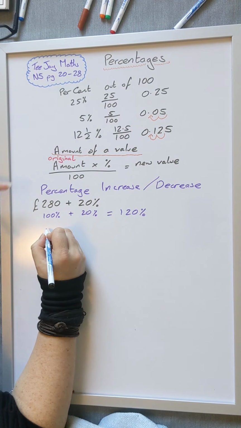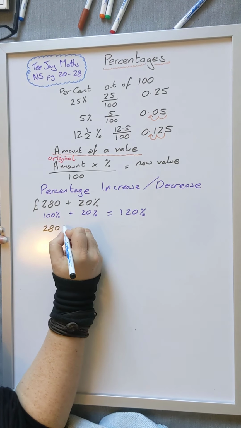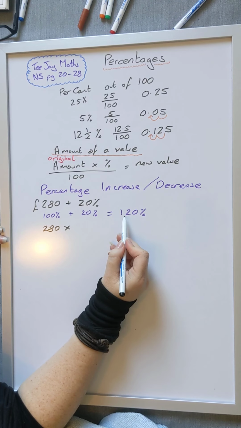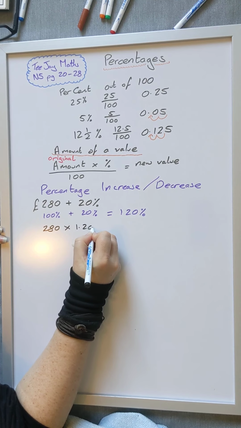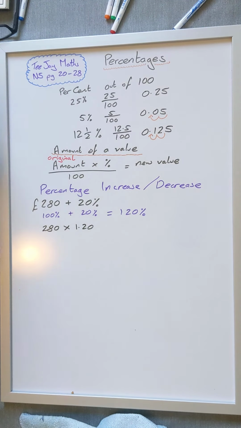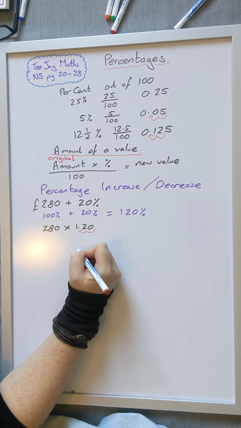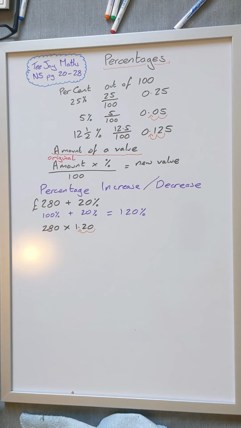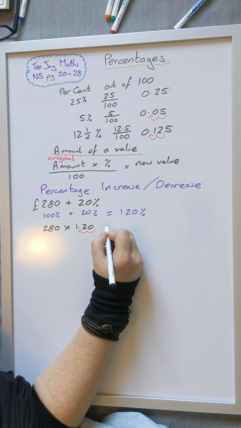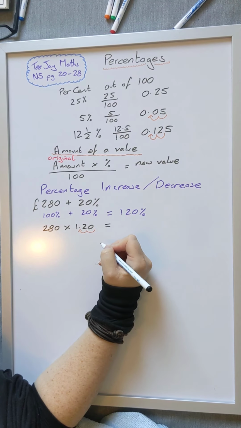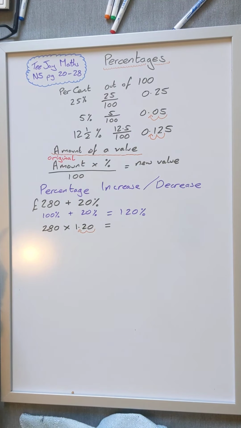So our original value, as in here, is 280. We're going to times it by our decimal version of 120, which is 1.20. If you look, the decimal's gone from there to here, 2 places, just as we were doing before. And that, when you stick it into the calculator, will give you your answer. I'll let you work that bit out for yourself if you fancy. The technique is the same. Okay?